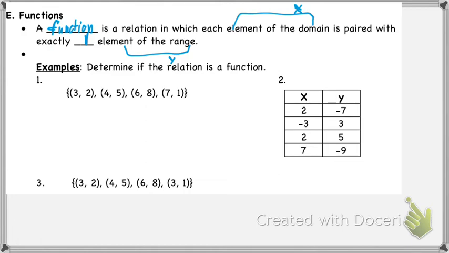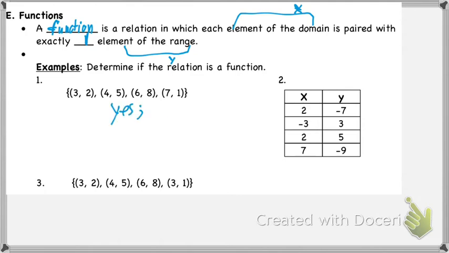Does every single part of the domain go to exactly one y value? Do we see 3 going to 2 different y values? No, it only goes to 1. It goes to 2. Do we see 4 going to 2 different y values? No, it only goes to 1. It goes to 5. Do we see 6 going to 2 different y values? Nope, we only see it going to 8. Do we see 7 going to 2 different y values? No, we only see it going to 1. So yes, this is a function.